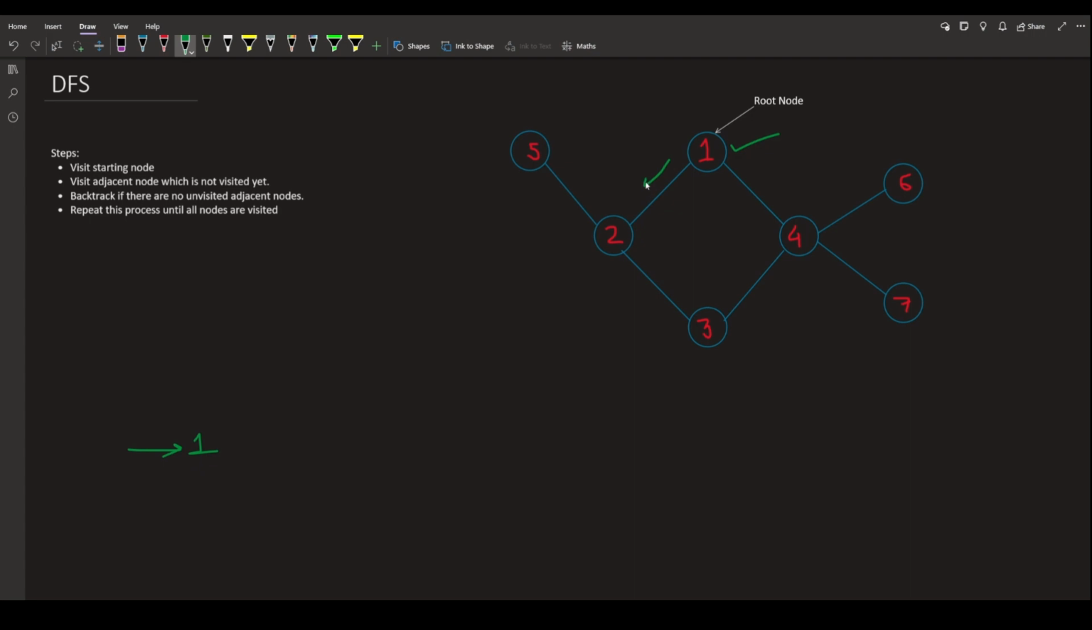Then we will be going to the next adjacent node which is not visited. So 2 is not visited, so we came to 2. Now we can mark it as visited. Now I will note it down here, 2. Then the next unvisited adjacent node is 5, so we will be visiting that. So I will note down 5. Sorry for my bad writing.